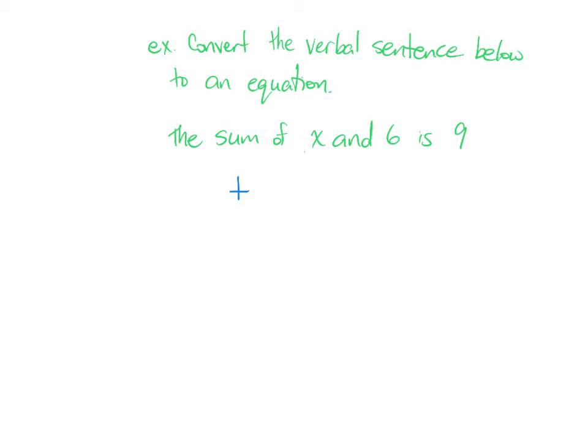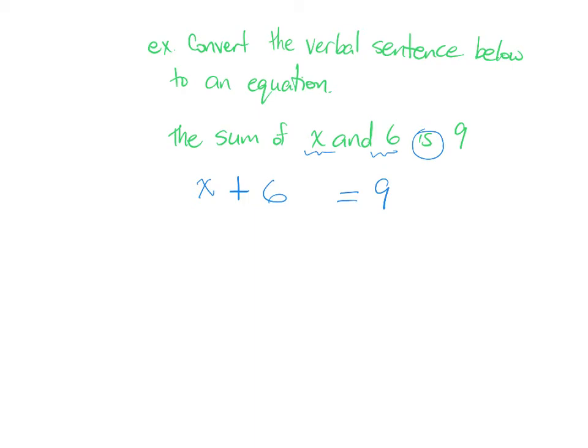So the sum of x and 6, so we're adding x and 6, is, and every time you see is in a verbal sentence, it means equal in a math sentence or an equation. So the sum of x and 6 is 9. We're not going to find a solution. You probably already did, but we're not going to find a solution in this video. We'll do it in another.